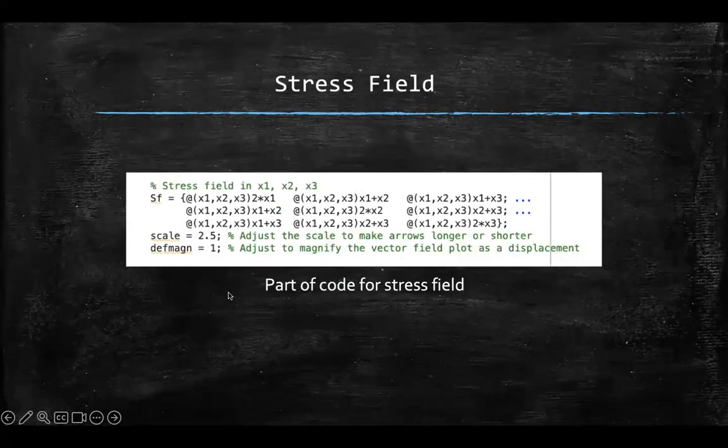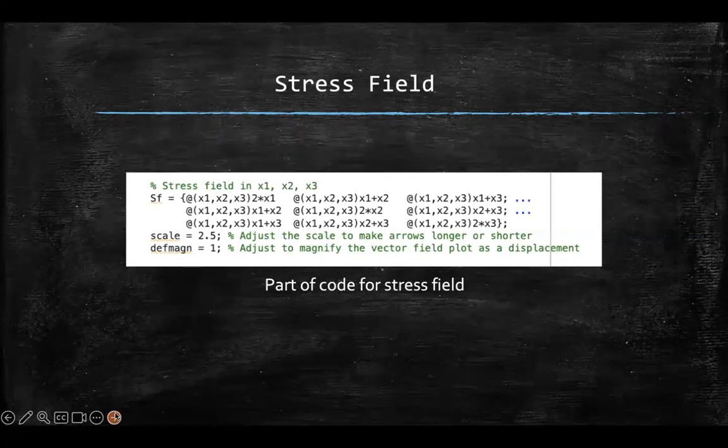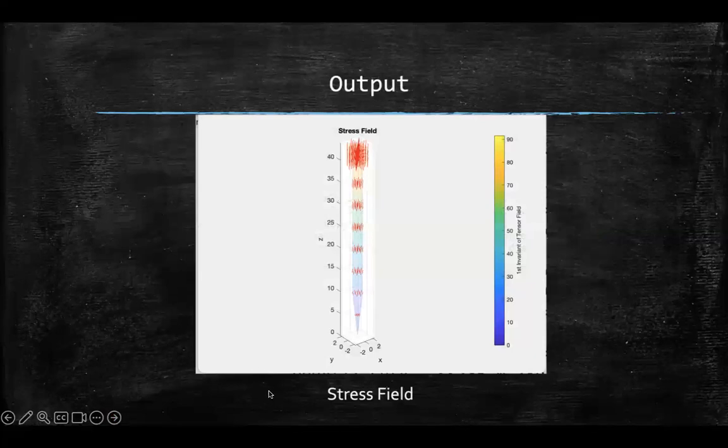And here for the stress field, I have to define the stress field in terms of x1, x2, and x3. Here is where I set the scale, and here is where I'm able to adjust the magnified vector plot as a displacement. And here, this shows my output. This is what it looked like if I were to run it in MATLAB. Here, this is showing my stress field.